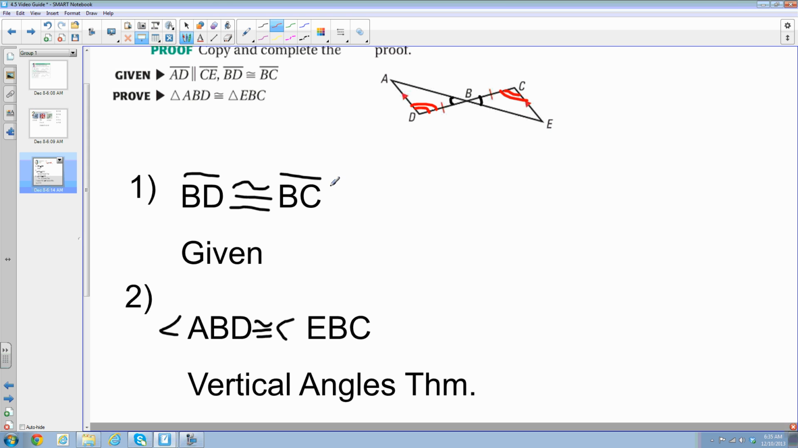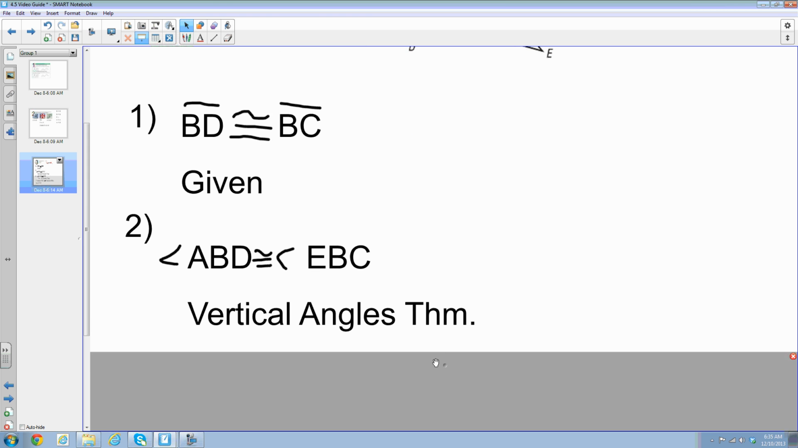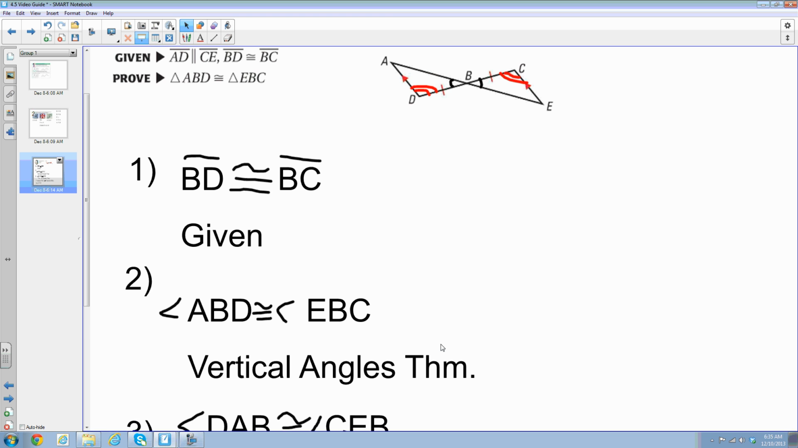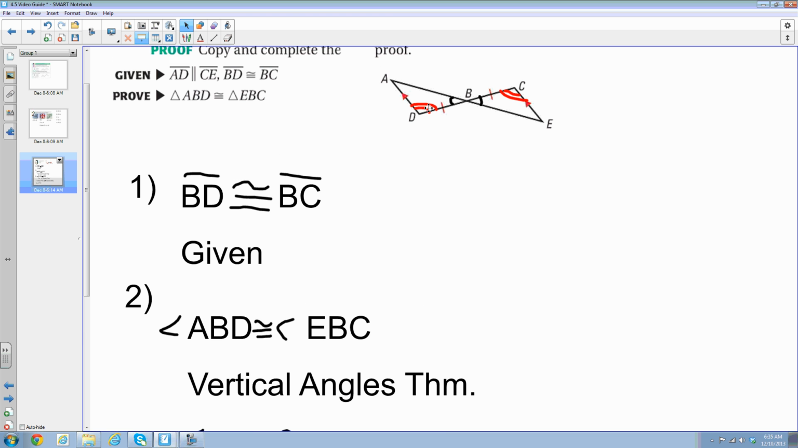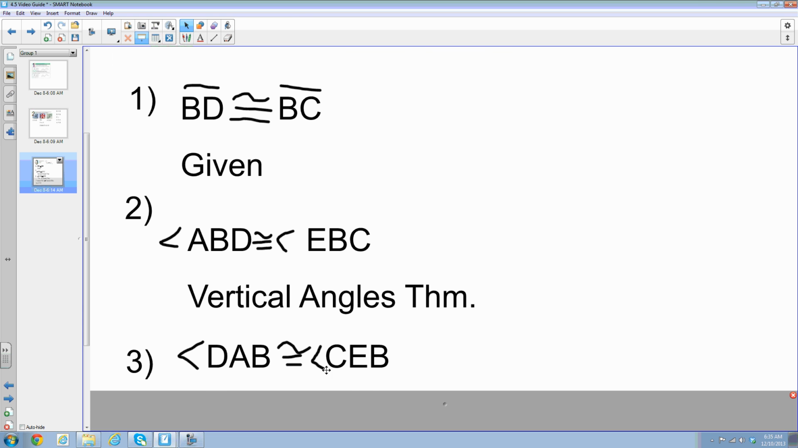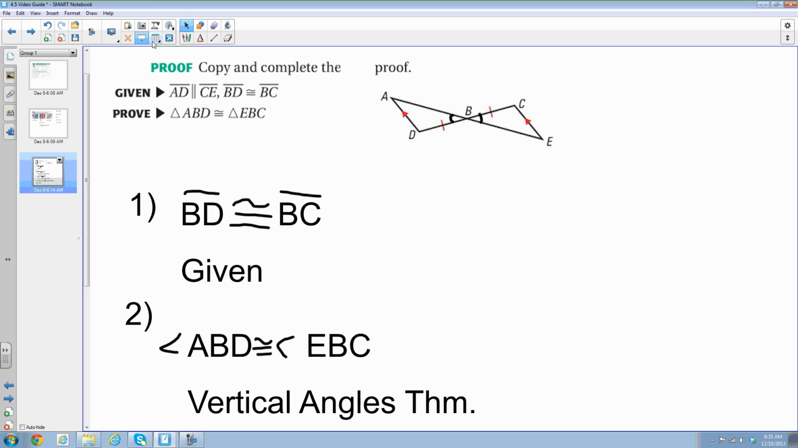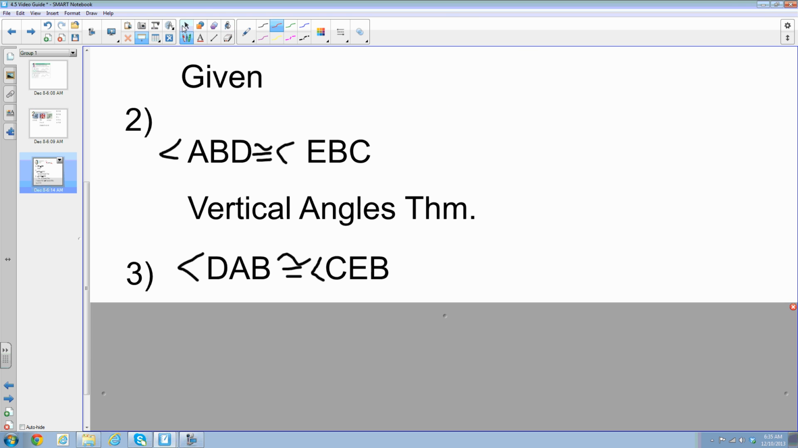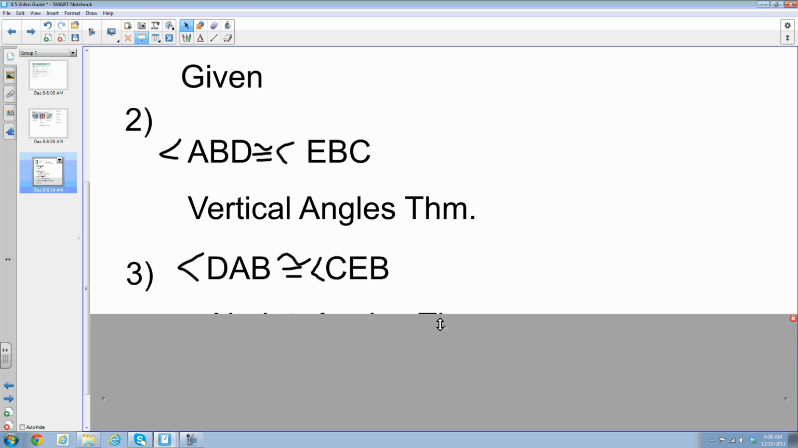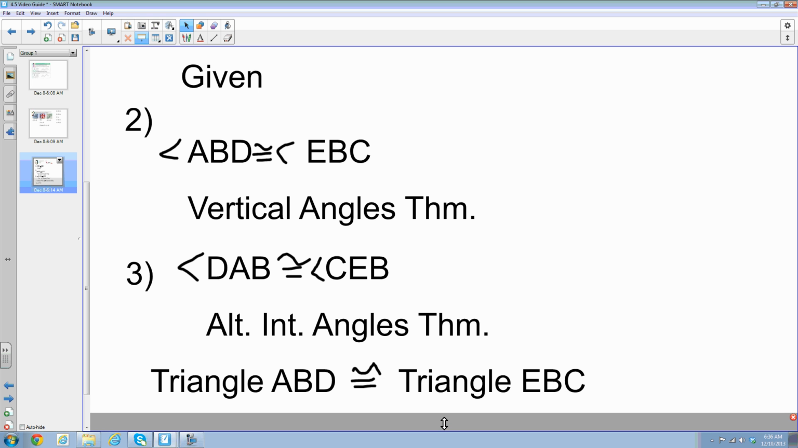And when we have those, actually, look at this down here. Those are the ones that I used. Let me change that to reflect what I had in my notes. DAB is congruent to CEB. This is also because of alternate interior angles. It's just a different transversal. We can say that these two are the same. There's our transversal, there are the parallel lines. So DAB is congruent to CEB because of the alternate interior angles theorem.